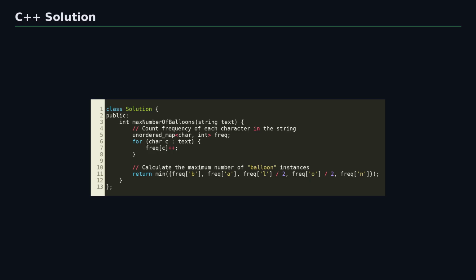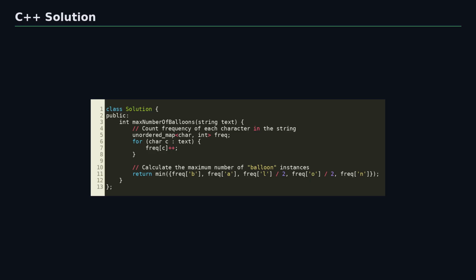We start by defining a class called Solution, and a function called maxNumberOfBalloons. Inside this function, we create an unordered map called freq, which will store the frequency of each character in the input string. We iterate over the input string, and for each character, we increment its count in the freq map.